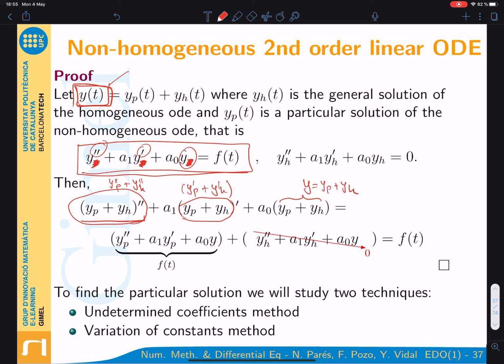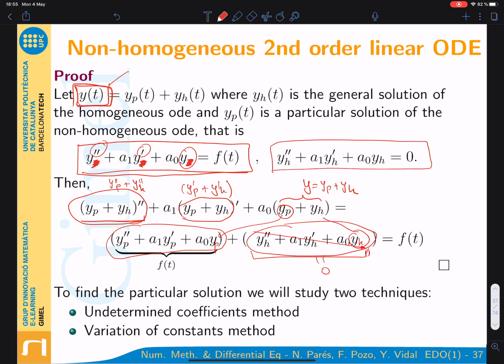Now, if I put together all the terms that involve yp, this comes from this one, and I put together all the terms that come from yh, this comes from this one, okay? I will see that these terms here are equal to 0 because yh is the solution of the homogeneous equation. So I know that yh verifies this. yh is the solution of the ODE when it is homogeneous. So this must be equal to 0 because this is already the ODE. So yh is the solution of the homogeneous, so this is equal to 0.